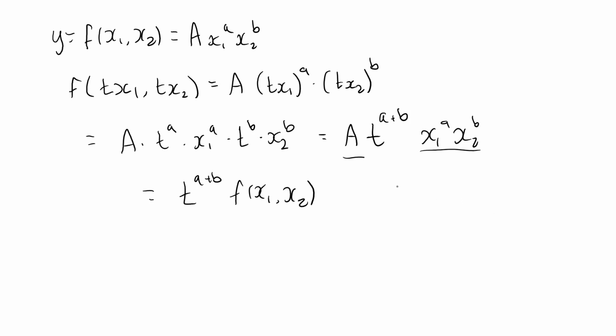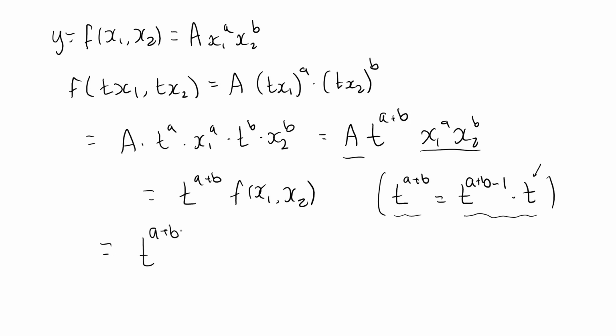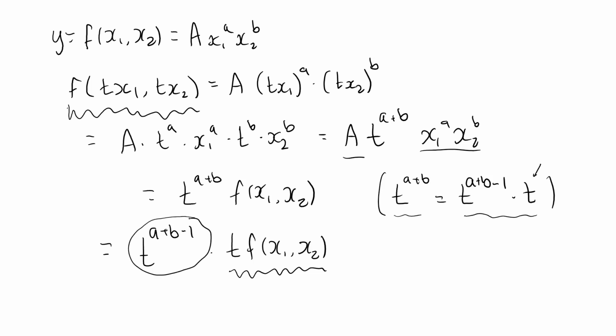So let's rewrite this t to the a plus b as t raised to a plus b minus 1 times t. That is exactly the same thing. If I add the exponents of this expression, I have a plus b minus 1 plus this 1 here, and that's a plus b, so these expressions are the same. That means that I can write this as t raised to a plus b minus 1 times t f of x1, x2. I want to do that because what I really want to do is to compare this expression to this expression, and I have isolated this factor in front.